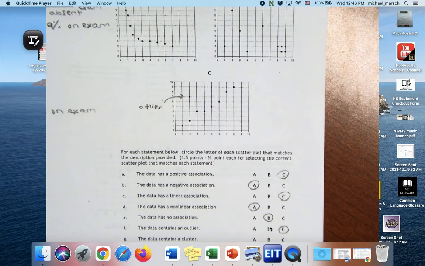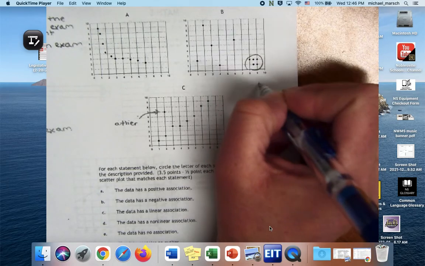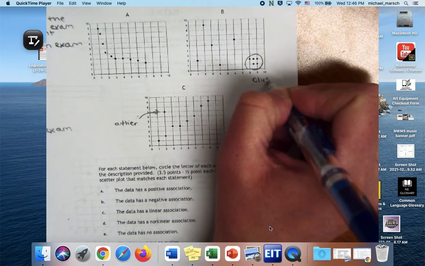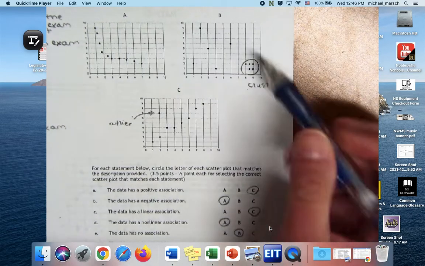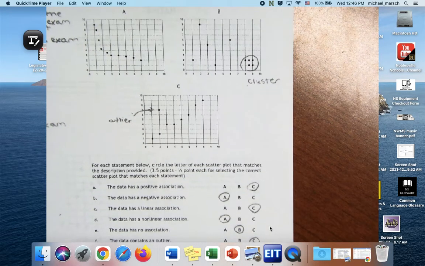Which data contains a cluster? B. Go ahead and draw a circle and write cluster around it. Right? Two, three points all in the same area. Kind of like the measurements of the TVs. Remember we did that? There was a cluster around 30-inch televisions and the price.